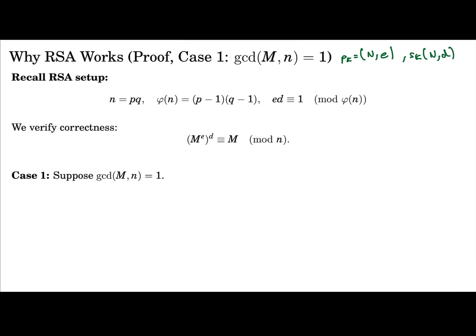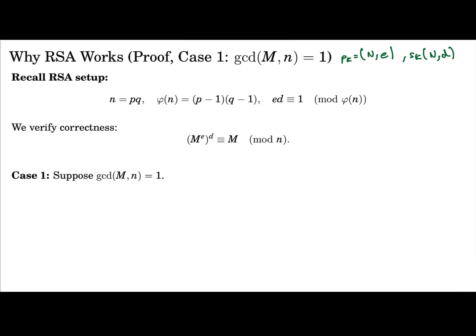And then how did it work? Well, if Alice wanted to encrypt a message, she would just take it to the power of E mod N and send it. And then how does Bob decrypt? Whatever he receives, he takes it to the power of D mod N, and it should give you the original message. So essentially what we need to show is that m to the power of e to the power of d is congruent to m mod n, then we show that you're able to decode essentially.